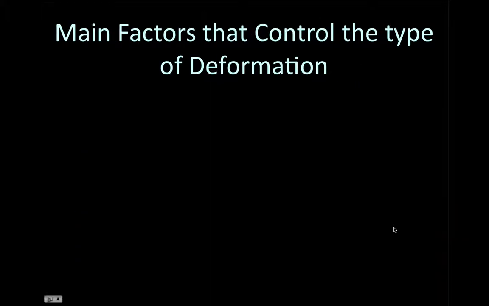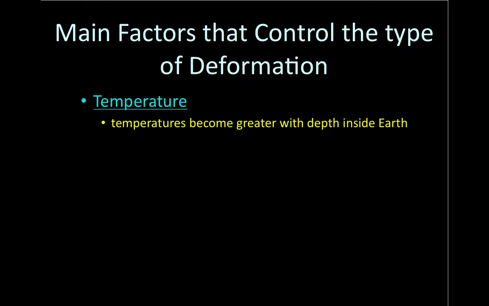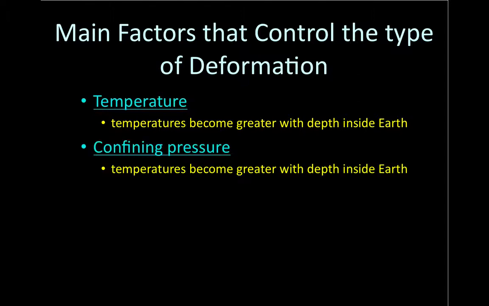So let's examine some of the main factors that will control whether or not we get brittle deformation or ductile deformation. These relate to the temperature, and in Earth you want to remember that as you go deeper inside of the Earth, the temperatures become greater and greater, so we're going to have different temperature regimes from the surface of the Earth versus down in Earth's interior.